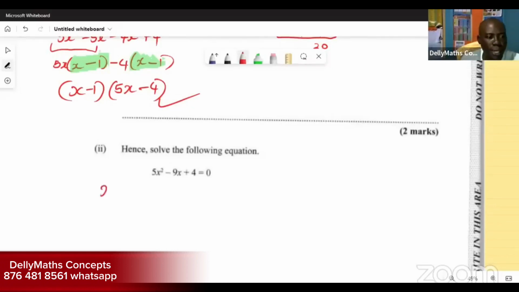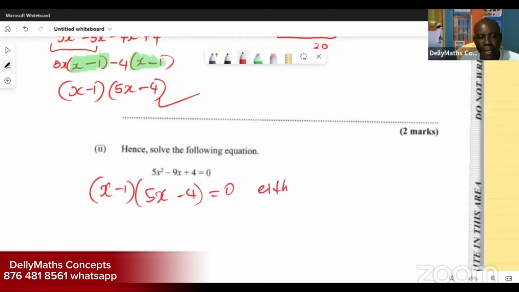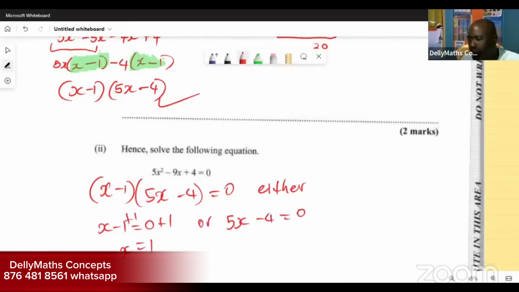So it simply means we would just say x minus 1 times 5x minus 4 is equal to 0. And the fact that I am multiplying two things and I get a 0, at this moment I can say either x minus 1 equals 0. If I add 1 to both sides, then x is equal to 1. Or 5x minus 4 is equal to 0.